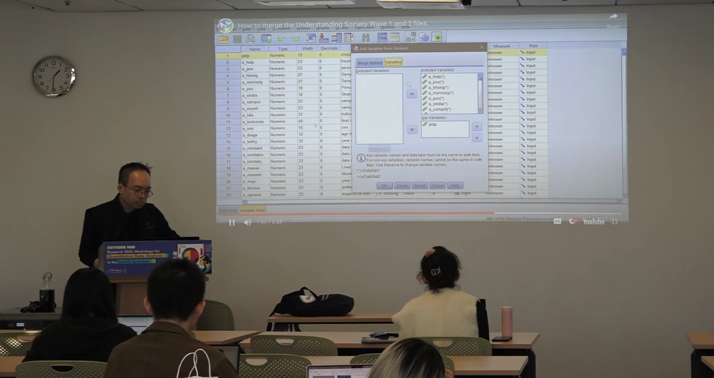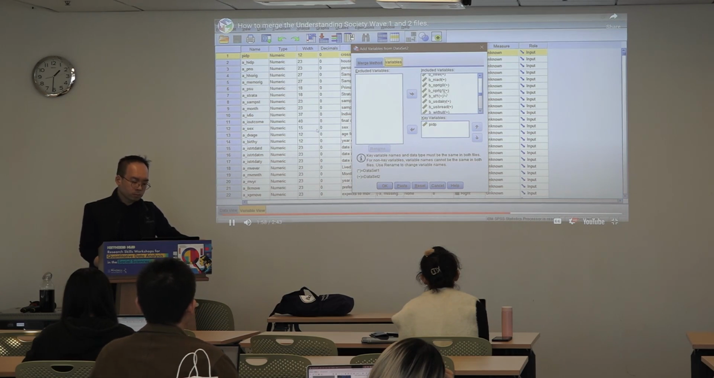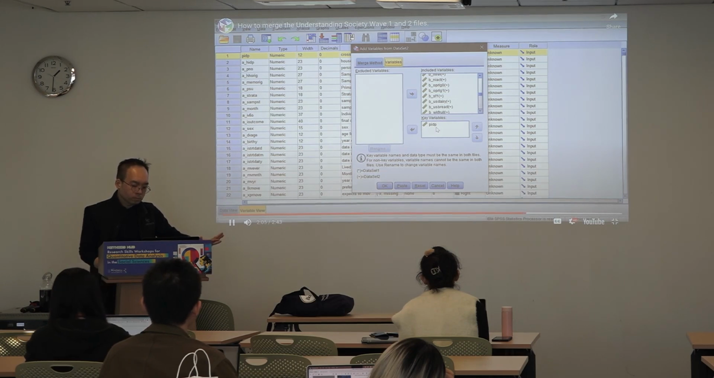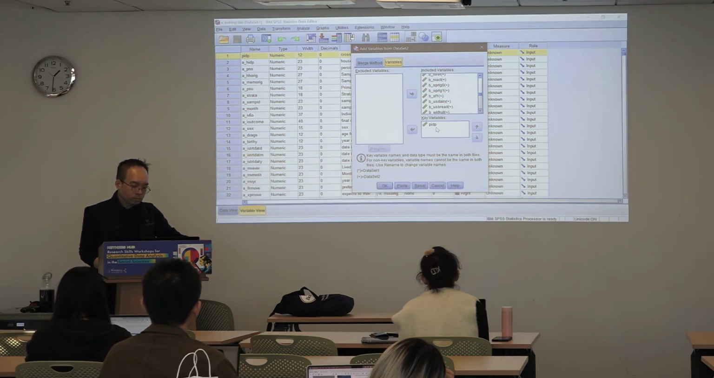The included variables are shown in a list on the right. The variables from the Wave 1 dataset have an asterisk in the brackets after them, and if I scroll down we can see that the Wave 2 variables have a plus sign. Underneath this is the Key Variables pane with PIDP listed in it. If SPSS hadn't already identified this as our key variable, we could use the arrows here to specify it. This all looks good, so we're going to click the OK button.